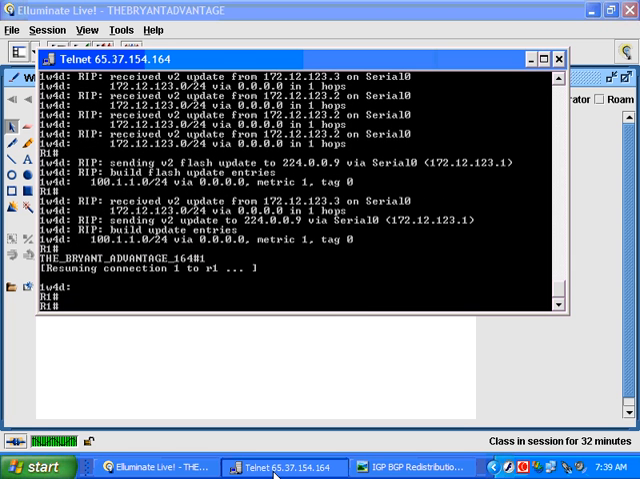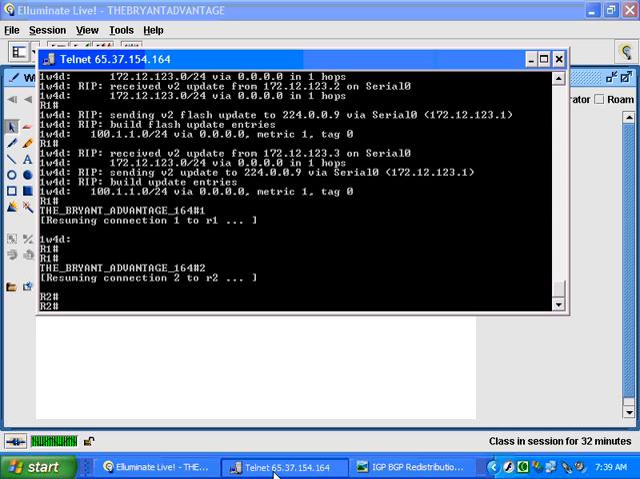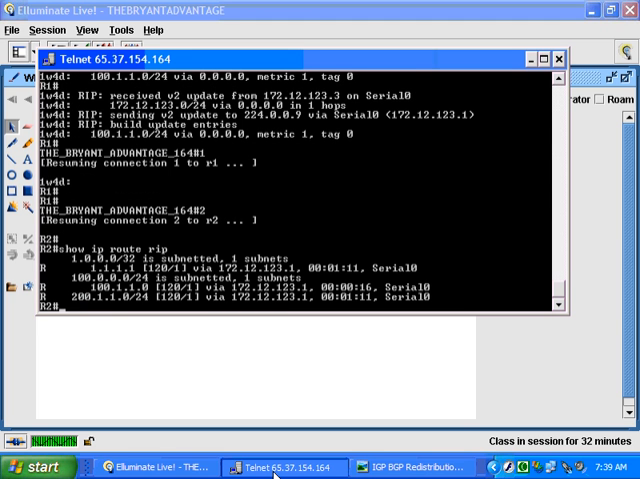We'll leave that debug running for right now. Let's go down to router 2. And we see all three. Now let's try clearing that routing table and seeing what happens.